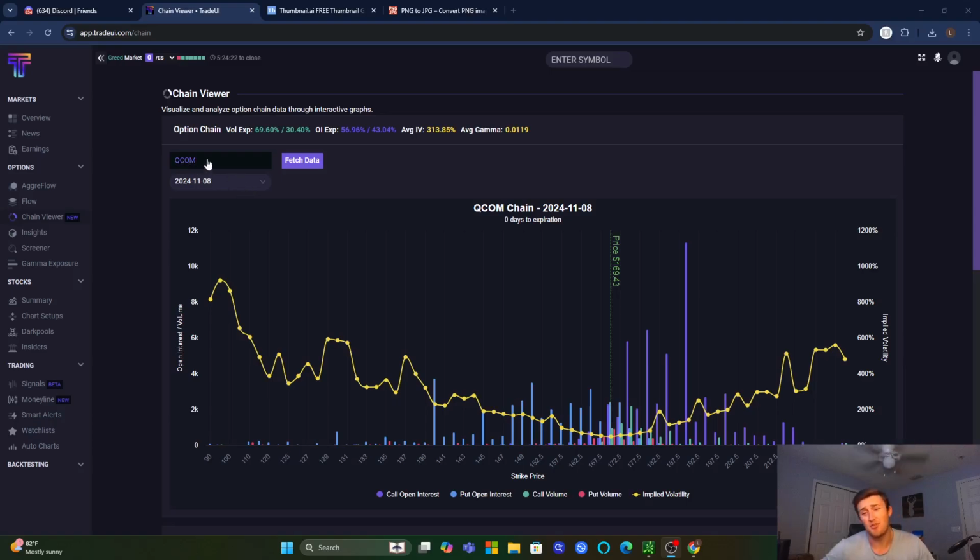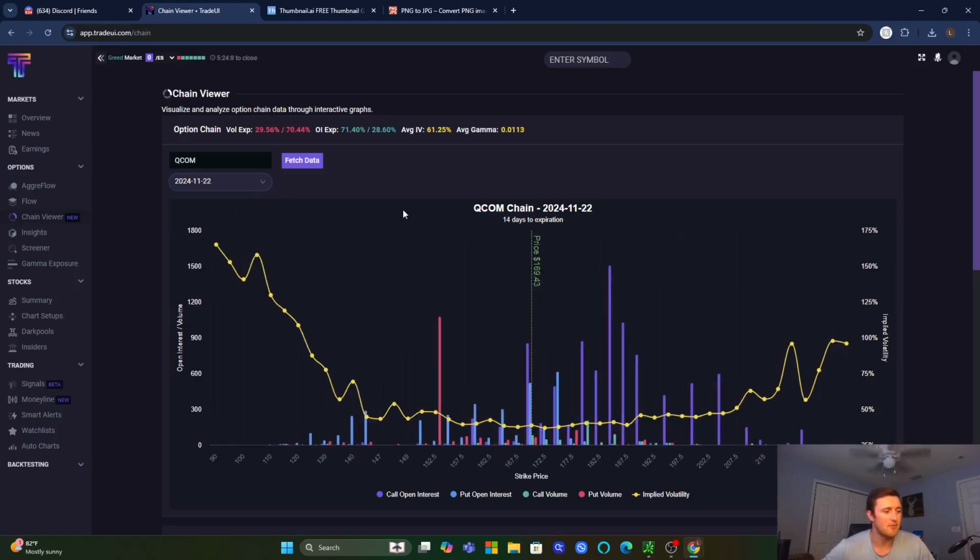The reason I'm looking at QCOM is they had earnings yesterday and did really well on earnings, but the stock started to fade back. So what I want to do is see what the option flow data looks like a month or so out, to see what people are expecting the price to go to. The big thing we want to focus on is the actual open interest.